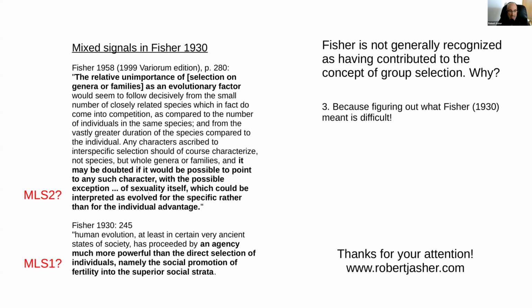That's quite clearly against group selection, but maybe he's talking about this multi-level selection too, right? Whereas on page 245, he seems to say at first glance the opposite. As I quoted already, this population structure that can reoccur over many generations is an agency that is much more powerful than the direct selection of individuals. And I think he's referring to MLS1 in that case. And ladies and gentlemen, thanks so much for your attention. I'd be happy to take some questions.